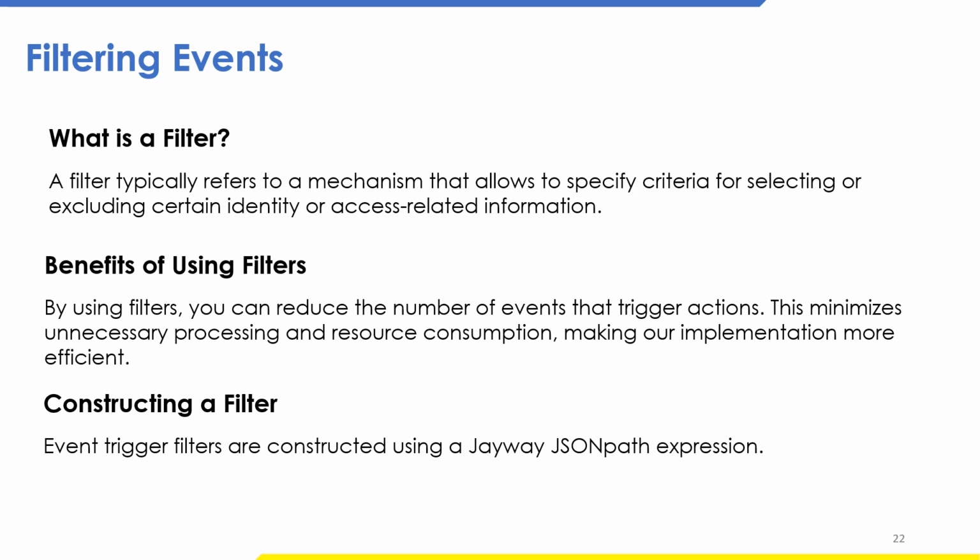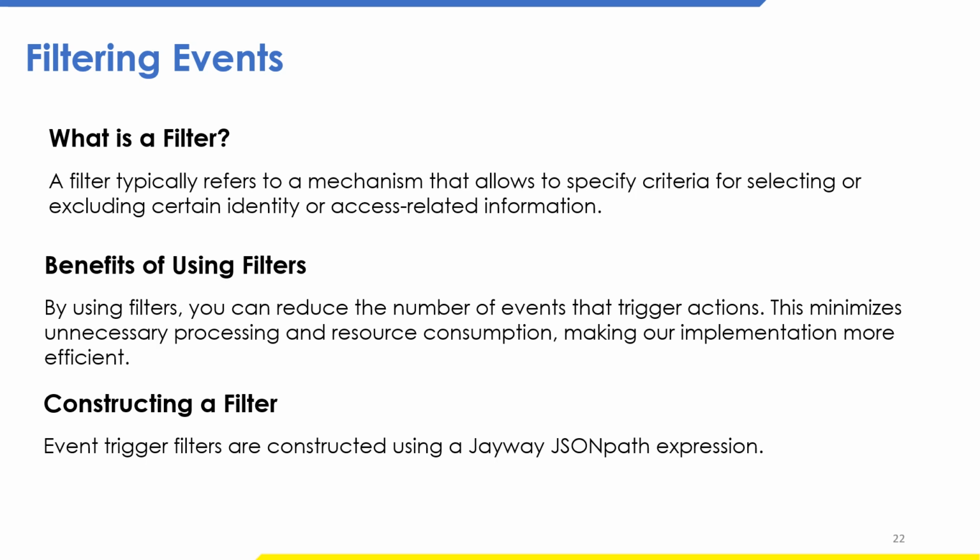Let's have a detailed understanding of filtering events. First of all, we will know about the filter. Filter in the context of event triggers typically refers to a condition or a set of criteria that you can define to specify when an event trigger should activate. Filters help you narrow down the scope of events that will trigger a particular action. They allow you to be more selective about which events should initiate automated process.